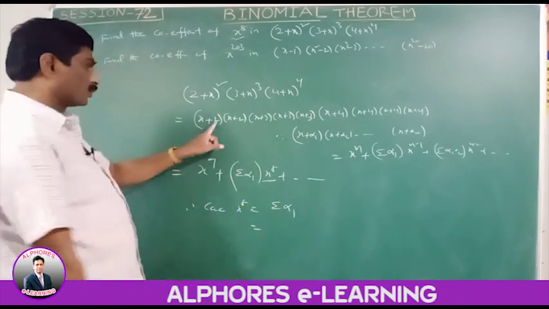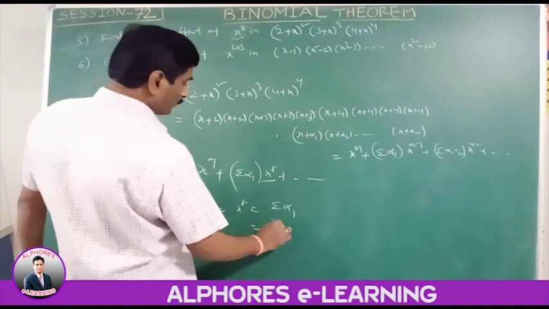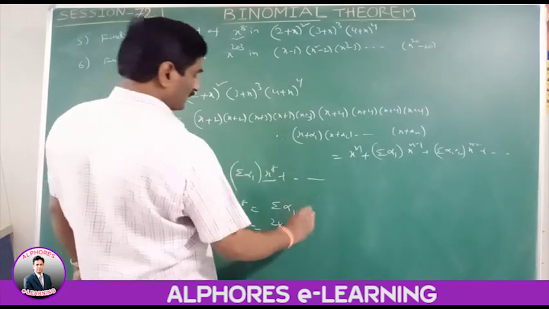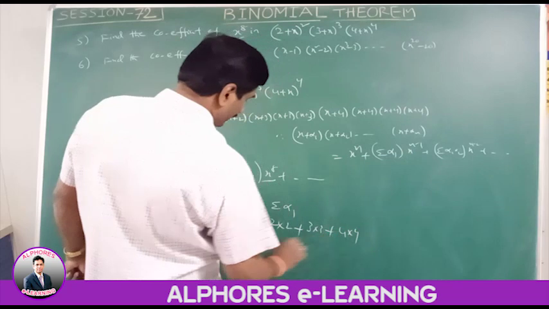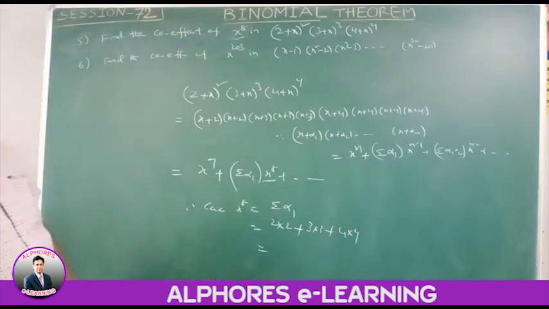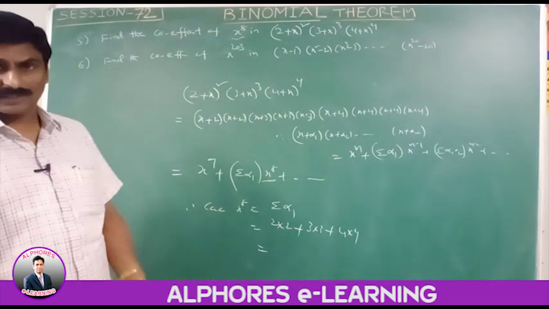Sigma alpha 1 means 2 plus 2, that means 2 into 2, plus 3 plus 3 plus 3 means 3 into 3, plus 4 plus 4 plus 4 plus 4 means 4 into 4. Find this value. This is the coefficient of x power 8.